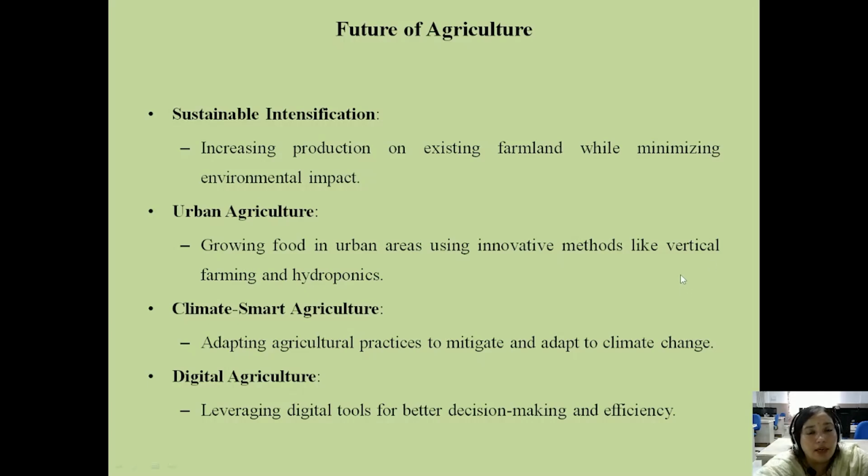So this is the future of agriculture. You can say future prospects of agriculture. Number one is sustainable intensification. Number two is urban agriculture. Number three is climate smart agriculture, and number four is digital agriculture.